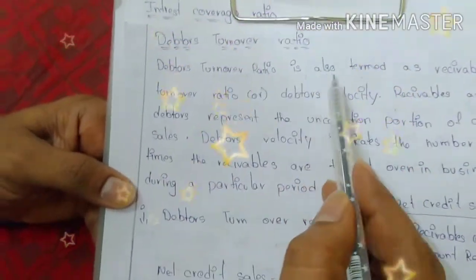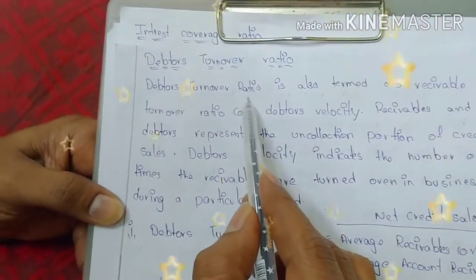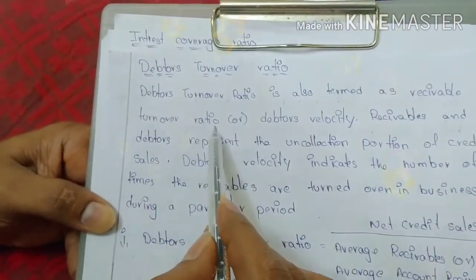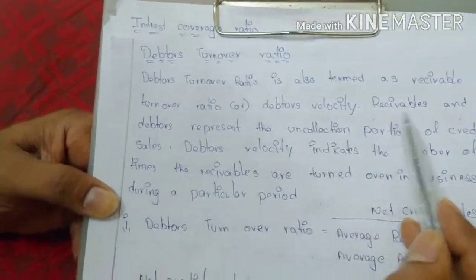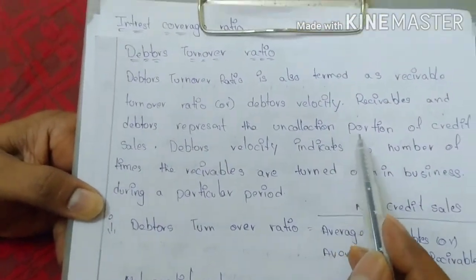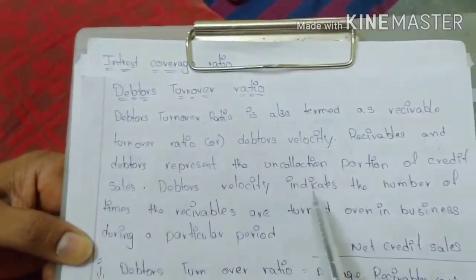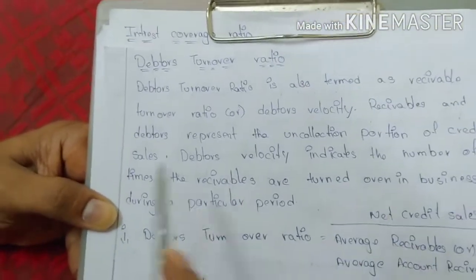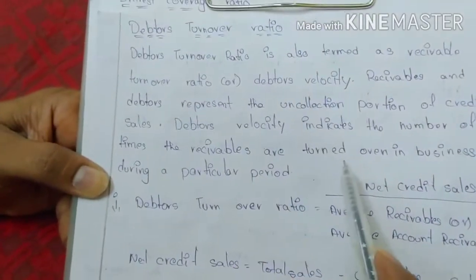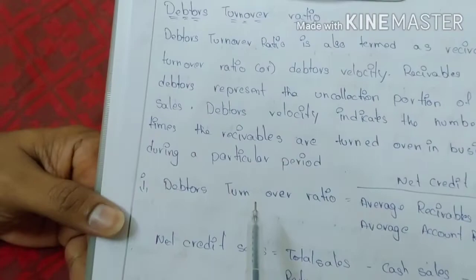Debtors turnover ratio is also termed as receivables turnover ratio or debtors velocity. Receivables and debtors represent the uncollected portion of credit sales. Debtors velocity indicates the number of times the receivables are turned over in business during a particular period.